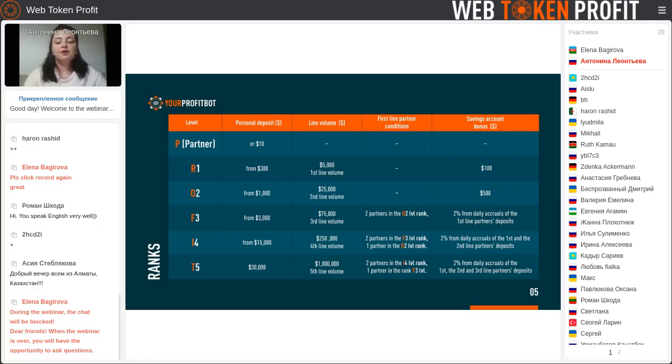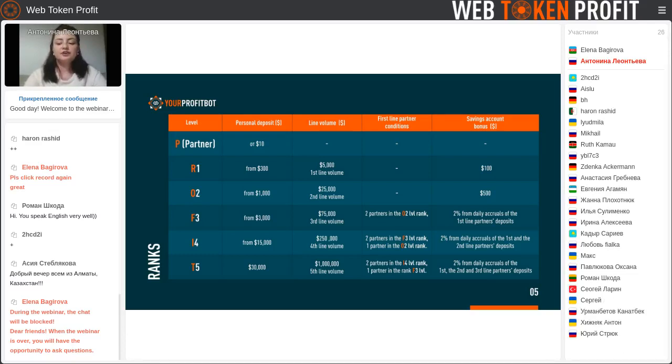A member who has made a deposit of $3,000, and the total amount of the deposits of his or her first line partners is $75,000, and two rank partners of the second level, and one first rank partner at the first level, gets the F status. This is the third rank.